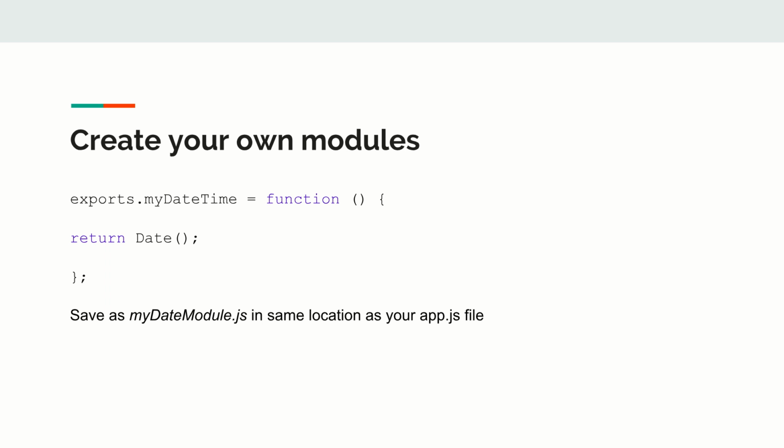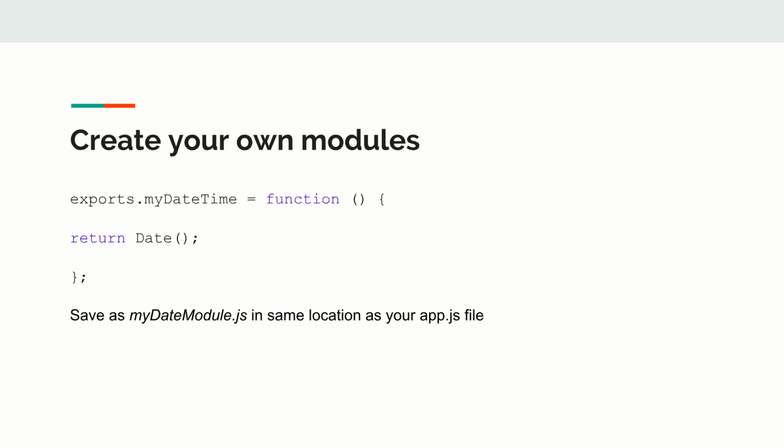This is the simple module that you could write. It's just a couple of lines. You create a new file in the same location as your app.js and then type it down. Basically you are creating a function called myDateTime, and you are returning the current date every time this function is called. So this function will return the current date.